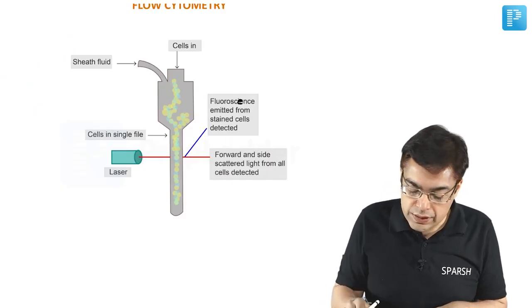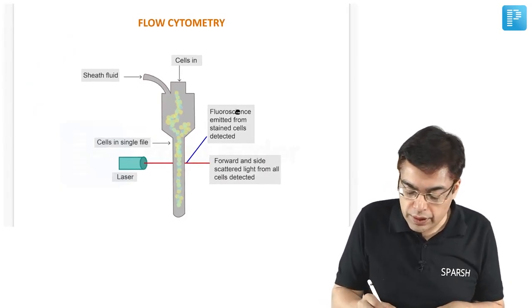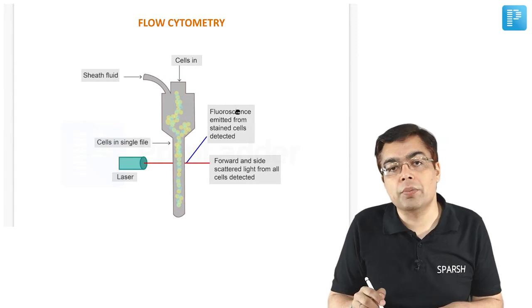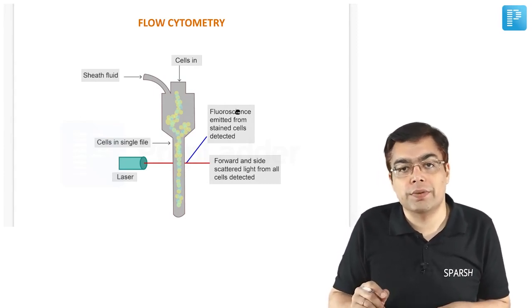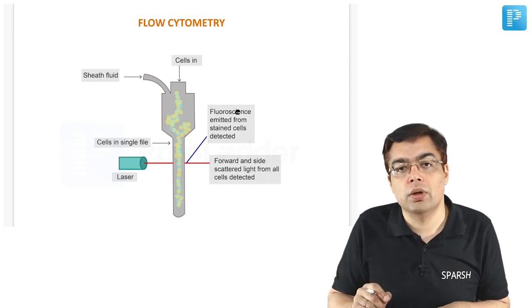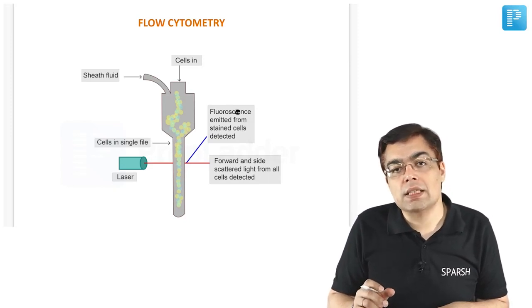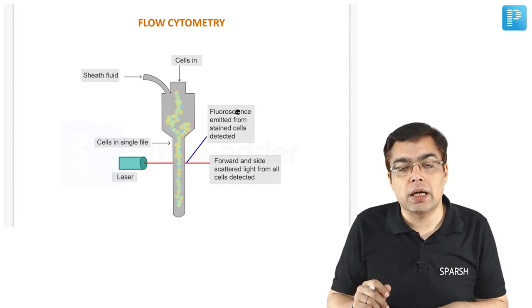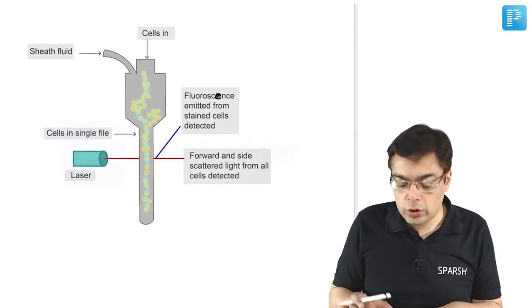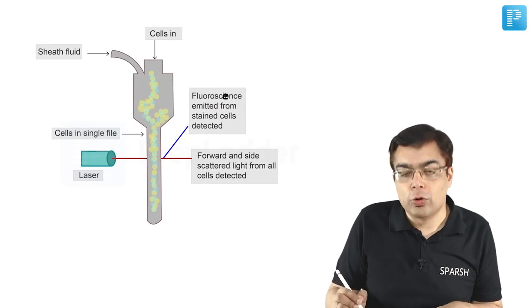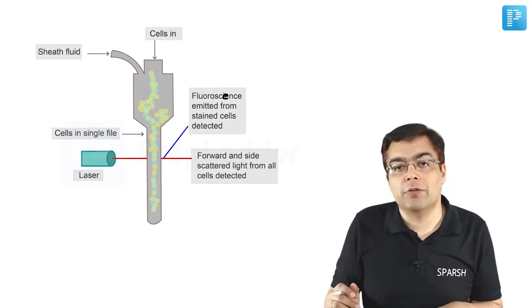The next important technique which is asked in our exams is flow cytometry. Now in flow cytometry, you are going to be having the presence of fluid, in which you have the sample containing the cells you wish to look at. These cells are then tagged with antibodies, and because of the presence of a laser beam, you are going to be looking at the fluorescence which is emitted from the different types of cells.